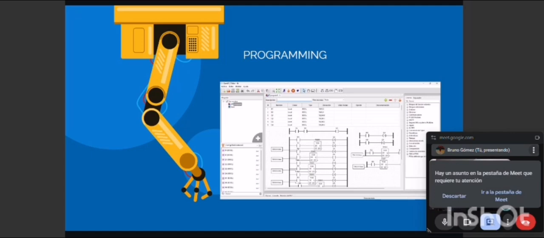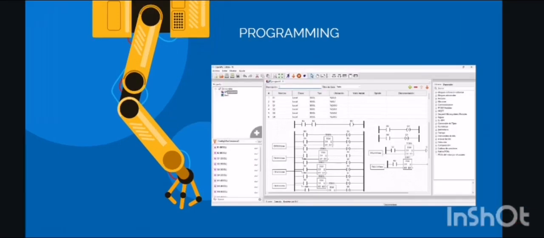that will send a pulse to another Arduino to operate the servo motor. It is only executed when actuator one is activated. Now we will watch the programming video.